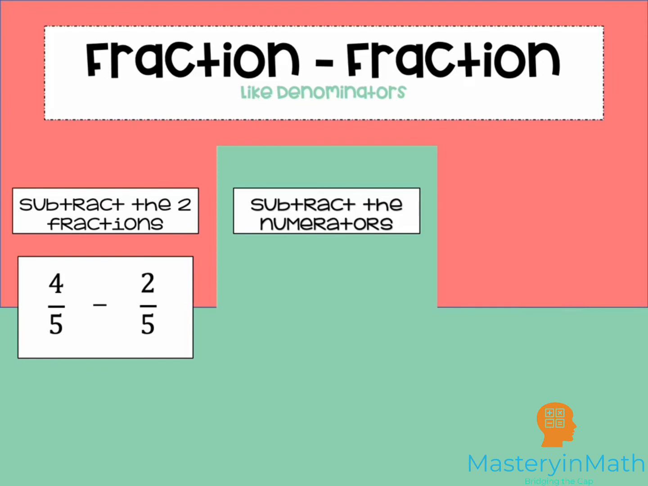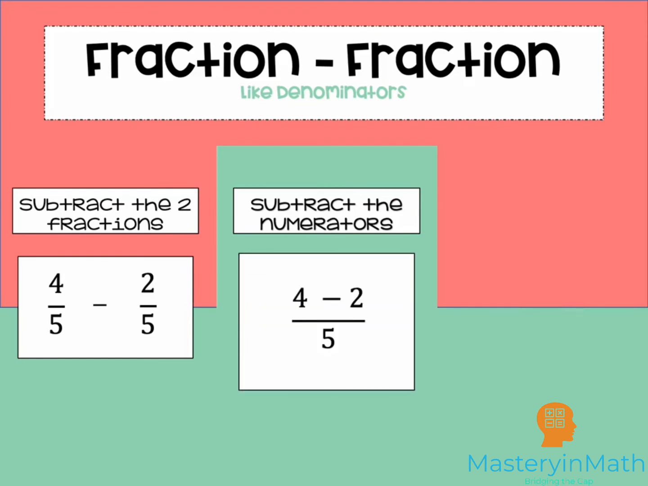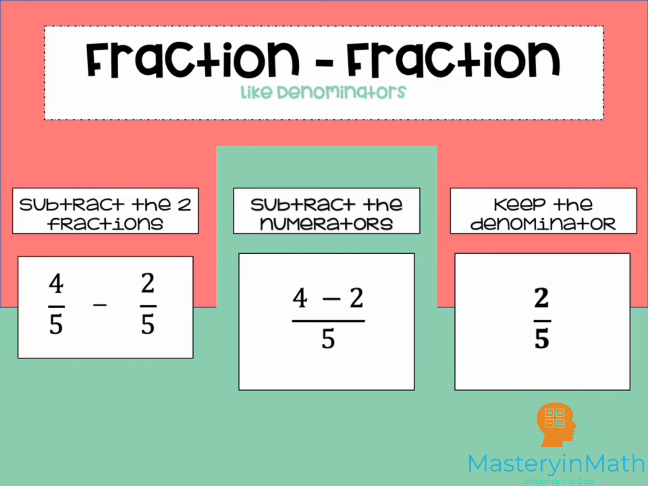All right, so you subtract your numerators, which are 4 and 2. So you're taking away 2 from 4. You're keeping your denominator. If you take away 2 from 4, you're left with 2, and your denominator remains as 5. So your answer is 2/5. Let's look at another example.